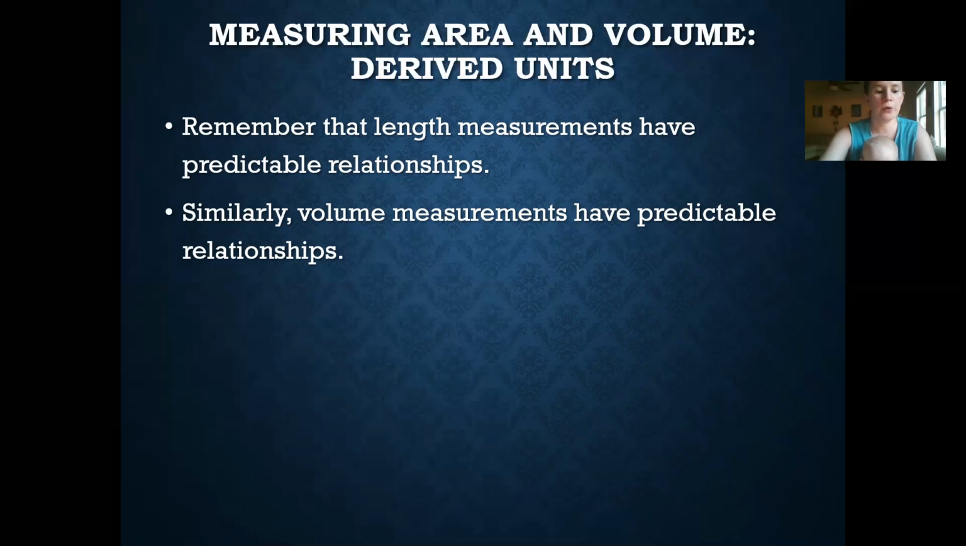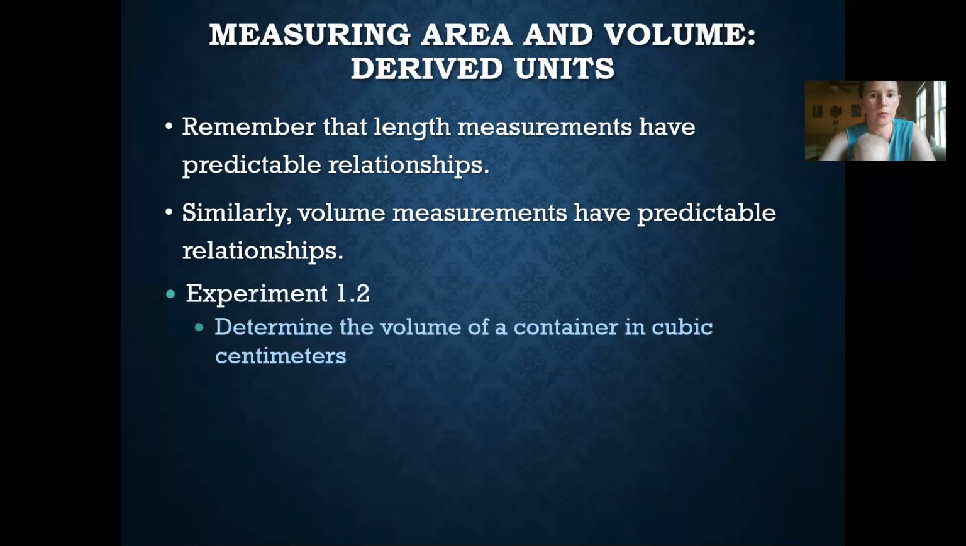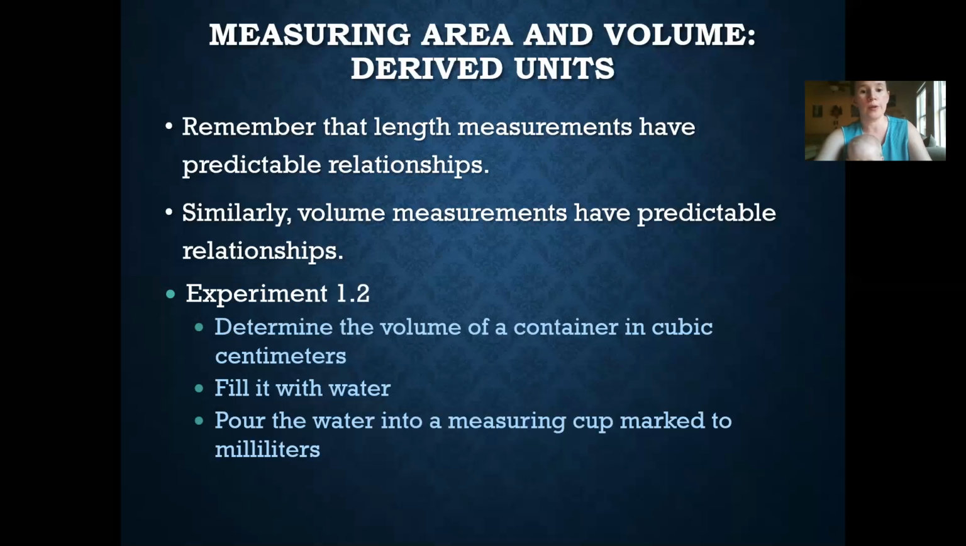So in experiment 1.2, we're supposed to determine the volume of a container in cubic centimeters by measuring the length, the width, and the height, and multiplying those numbers by each other. Then you fill it with water, so you know exactly how many cubic centimeters of water there are. Then you pour that water into a measuring cup marked in milliliters, and then you calculate the relationship.